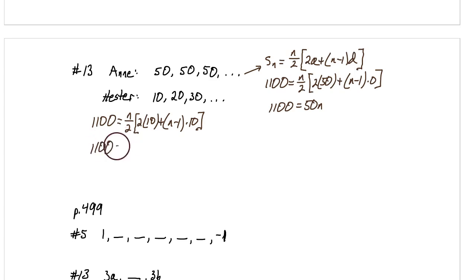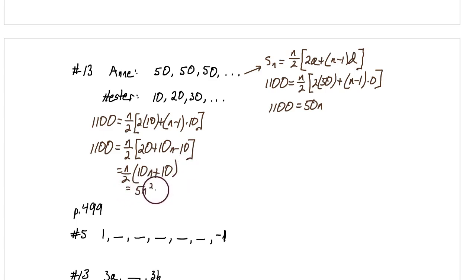Then do some simplifying on the right side. This is n divided by 2 times 20 plus 10n minus 10, which is equal to n over 2 times 10n plus 10. This makes 5n squared plus 5n. 5n squared plus 5n is equal to 1,100. And for Anne, the 1,100 was equal to 50n. Therefore, the 5n squared plus 5n is equal to the 50n.